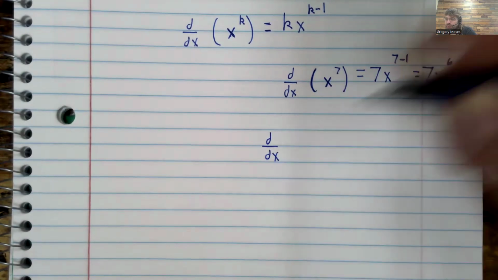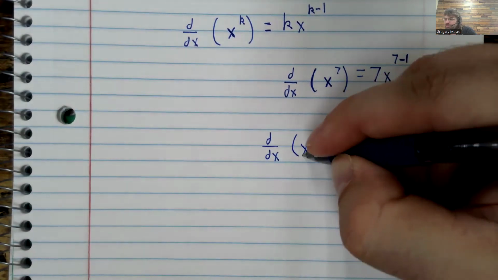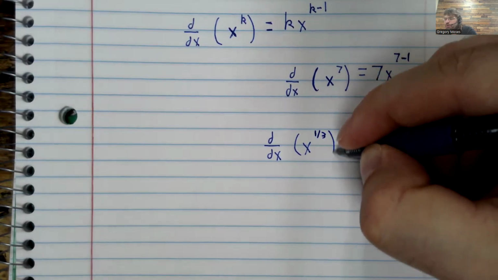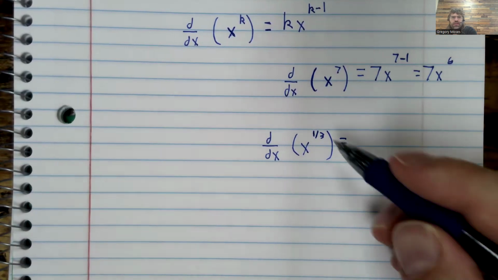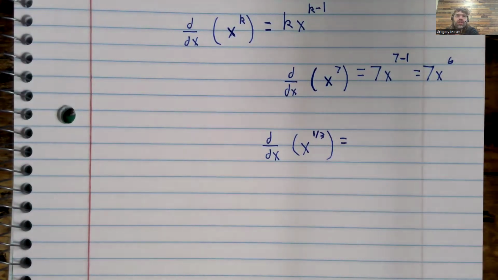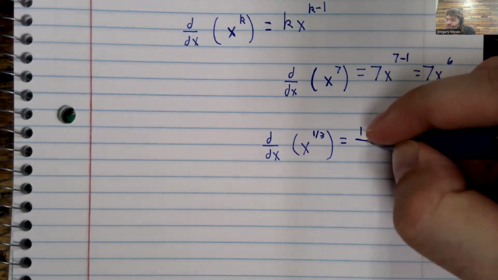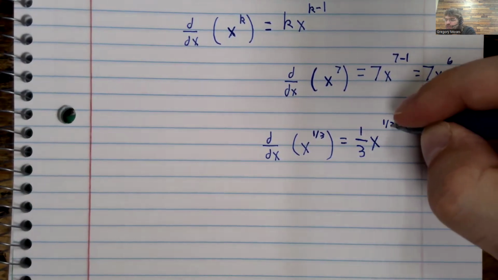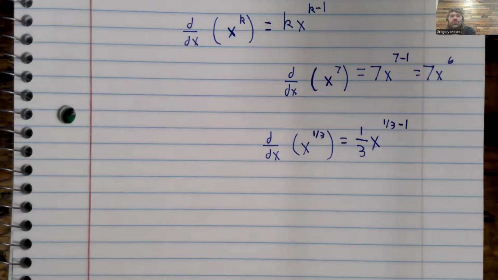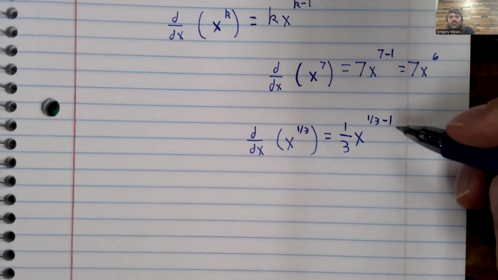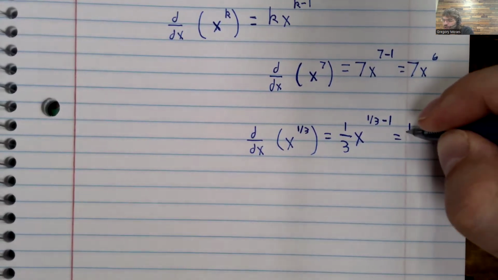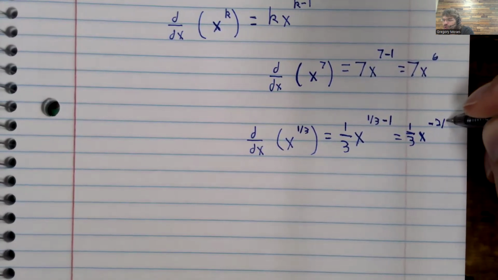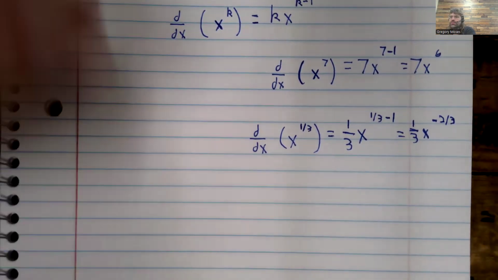The derivative of x raised to the 1/3 power. The fact that we have a fraction up here doesn't change anything. The power comes down, 1/3 x, and then we subtract 1 from the power. We reduce the power by 1. 1/3 x to the -2/3.